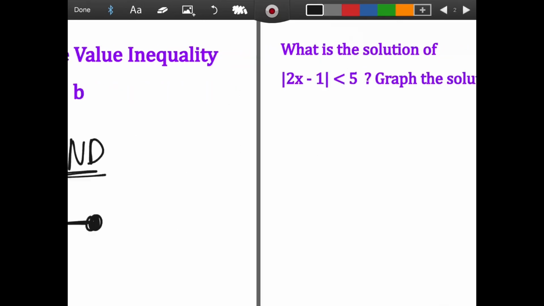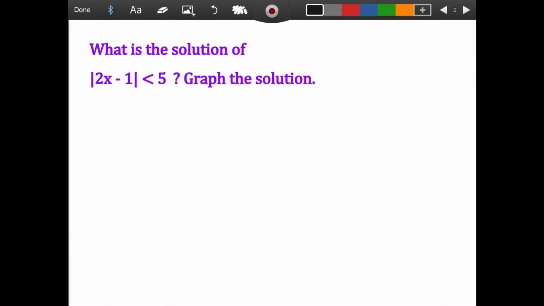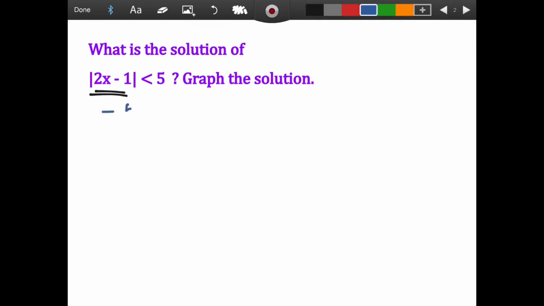So the next two examples that we're going to be looking at are "and" problems because they are less than or equal to. So the first example, what is the solution of the absolute value of 2x minus 1 is less than 5? Graph the solution. So we have our absolute value isolated already. So all we have to do is create the compound inequality. So on the left, we're going to add negative 5 is less than 2x minus 1, which is less than 5.